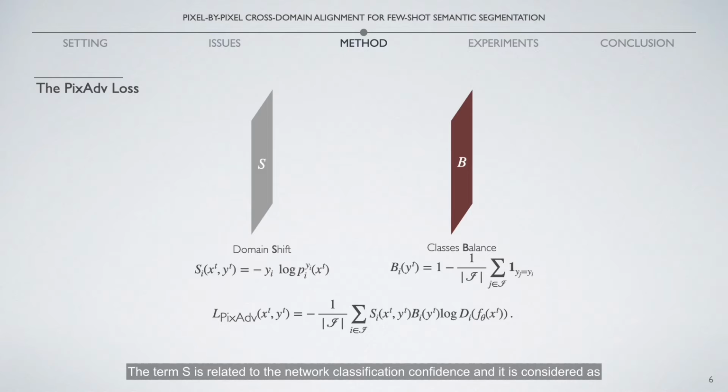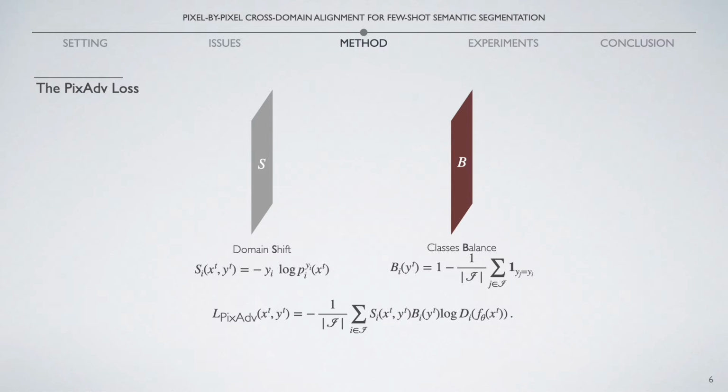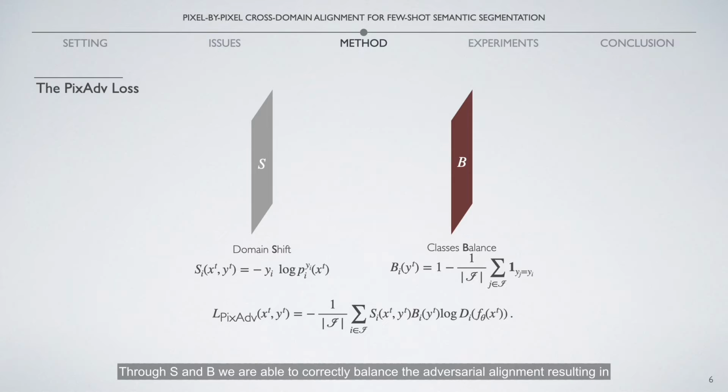The term S is related to the network classification confidence, and it is considered as a measure for each pixel of the ability of the network to represent it. The term B represents the imbalance of the pixels and aims to rebalance the class's contribution based on their frequency in the target dataset. Through S and B, we are able to correctly balance the adversarial alignment, resulting in a more heterogeneous and effective adaptation.